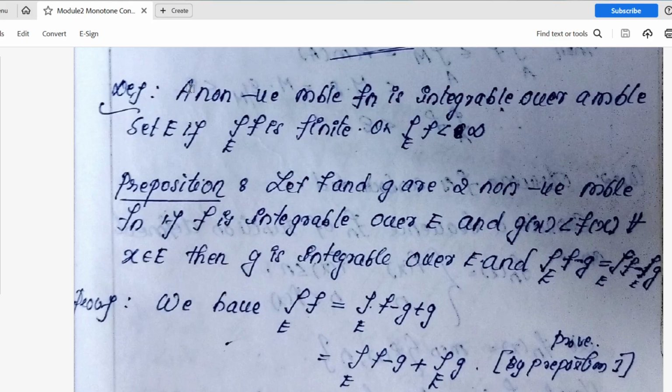So next we have a definition. A non-negative measurable function is integrable over a measurable set E if the integral of f over E is finite, that is, the integral of f is less than infinity.